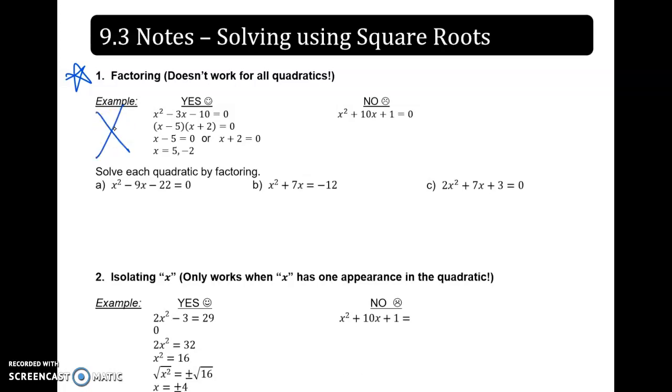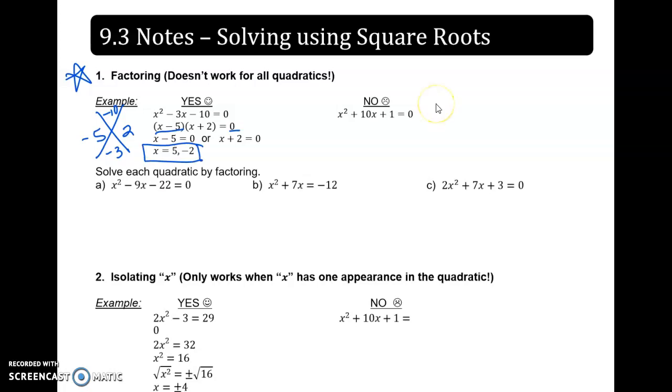The two numbers that multiply to give you negative 10 and add to give you negative 3 are negative 5 and positive 2. So it's x minus 5 and x plus 2 equals 0. Then remember, you split it into two equations. You have x minus 5 equals 0 or x plus 2 equals 0. And that is why x is equal to 5 or negative 2 when you solve.